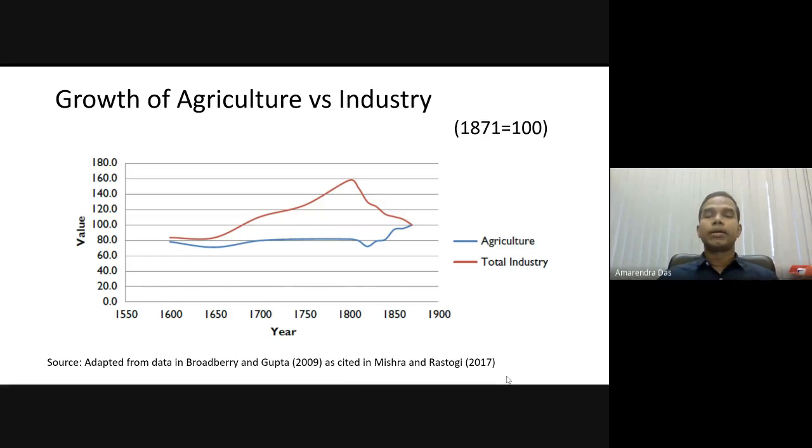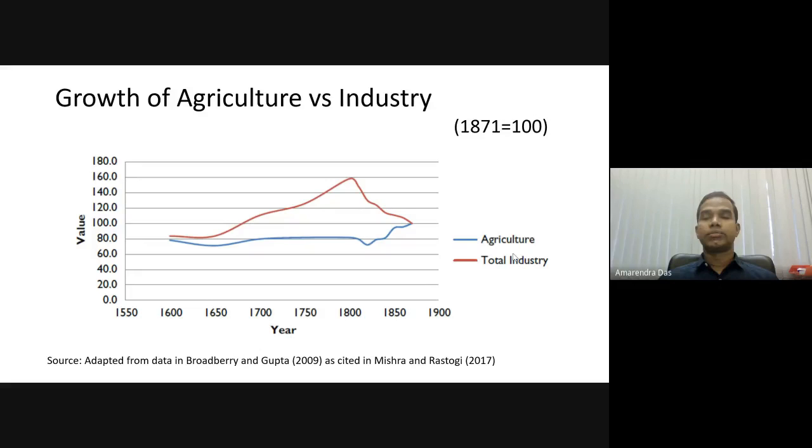Similarly, other people provide other estimates. If you look at the growth of agriculture versus industry, this is an index of agriculture and industry where the base year is 1871, which is 100. What we see is that during the Mughal period industrial growth was very high, and we see a hill-type trend for industrial output. From around 1600 to 1800 there is a rising trend in industrial output, and after 1800 we see a fall. That shows the trend, and as industrial output falls, the share of agriculture is also increasing at that time.